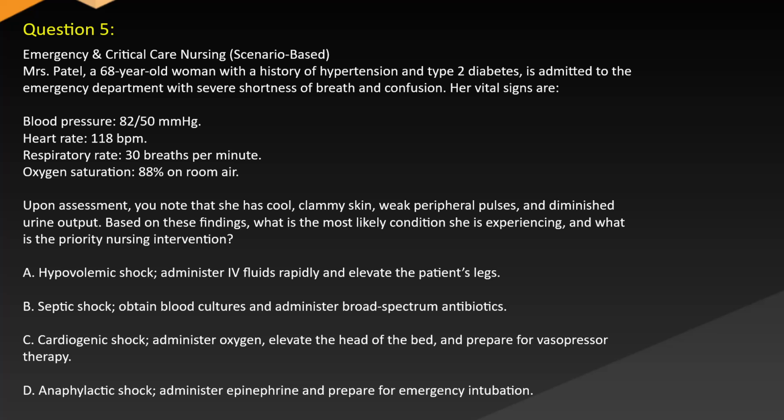Based on these findings, what is the most likely condition she is experiencing, and what is the priority nursing intervention? A. Hypovolemic shock. Administer fluids rapidly and elevate the patient's legs. B. Septic shock. Obtain blood cultures and administer broad-spectrum antibiotics. C. Cardiogenic shock. Administer oxygen, elevate the head of the bed, and prepare for vasopressor therapy. D. Anaphylactic shock. Administer epinephrine and prepare for emergency intubation.